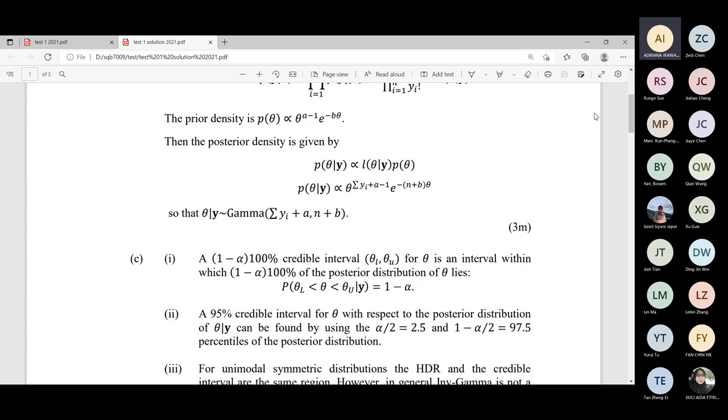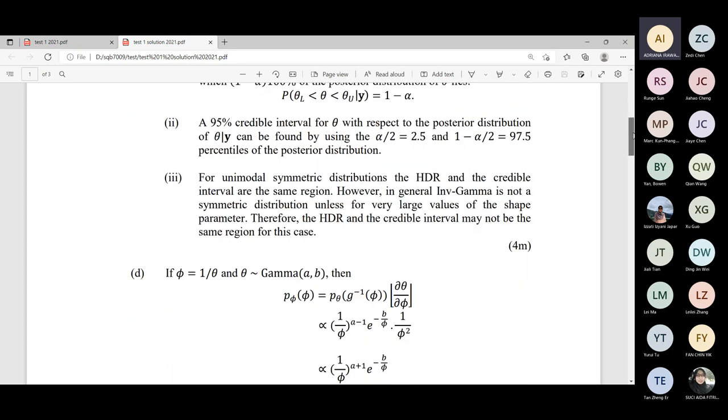Of course, for C it is just book work. So that's what I say, just give me the percentile, right? And yes?